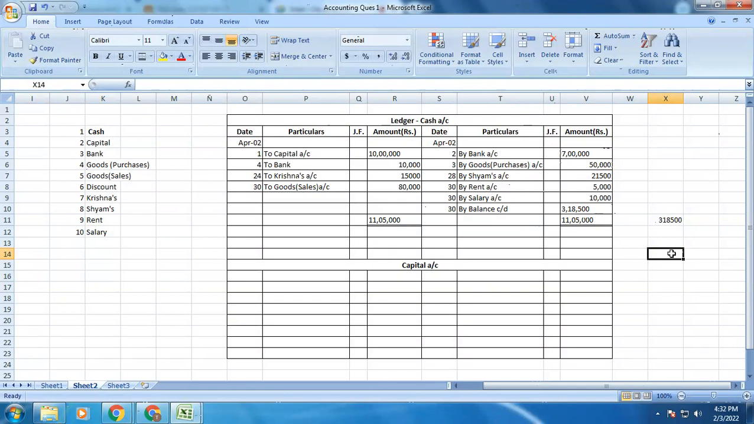Ma'am, can you please explain the meaning of CD again? By balance CD. Carried down. This means that this value 3,18,500 is the only one we are going to carry to the month of May.